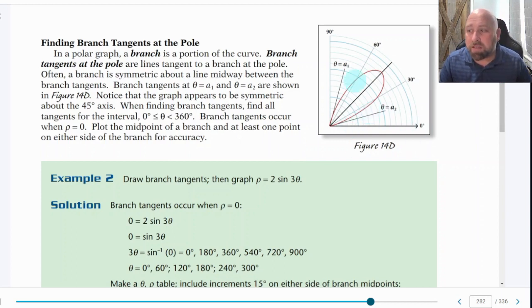So in this case, if we kind of look over here, this line right here only touches it down here. See this curve? It only touches it right here. This line right here only touches it in one place as well, right here. So these are called tangents. Branch tangents at the pole means that these lines, they originate from the pole and they go out.